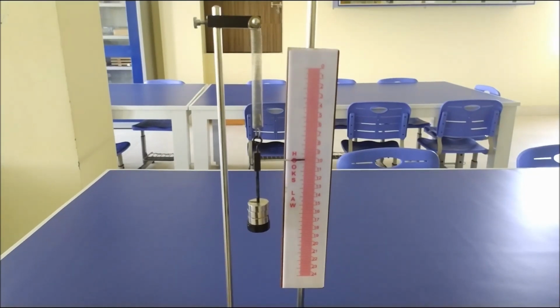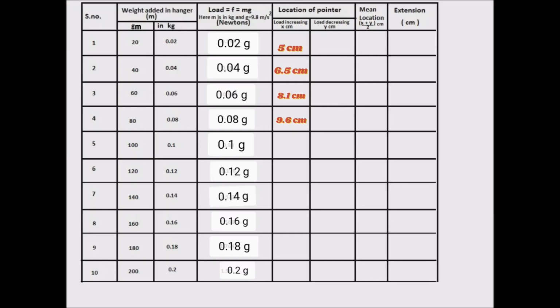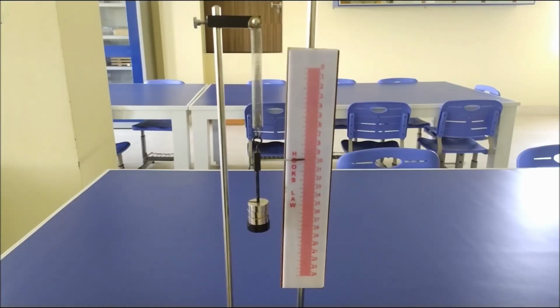Now it becomes 9.6. Again I am adding the 20 gram slotted weight. My total weight in the hanger becomes 100 grams, and my reading comes out to be 11.2.